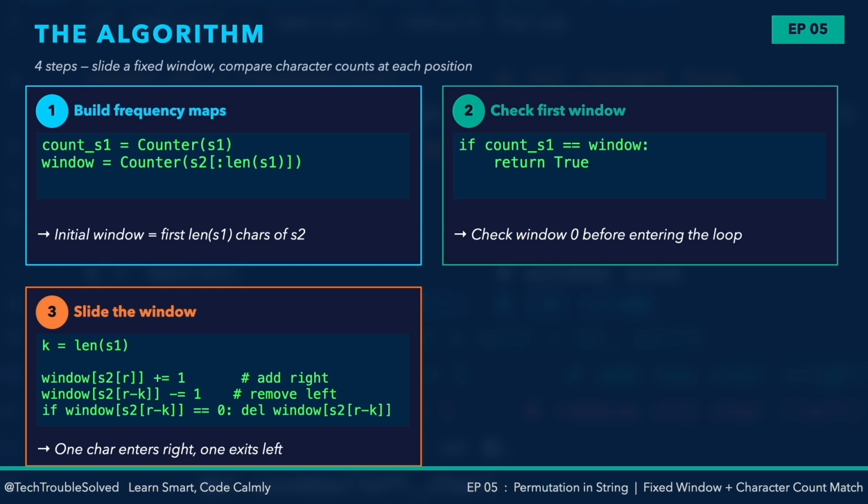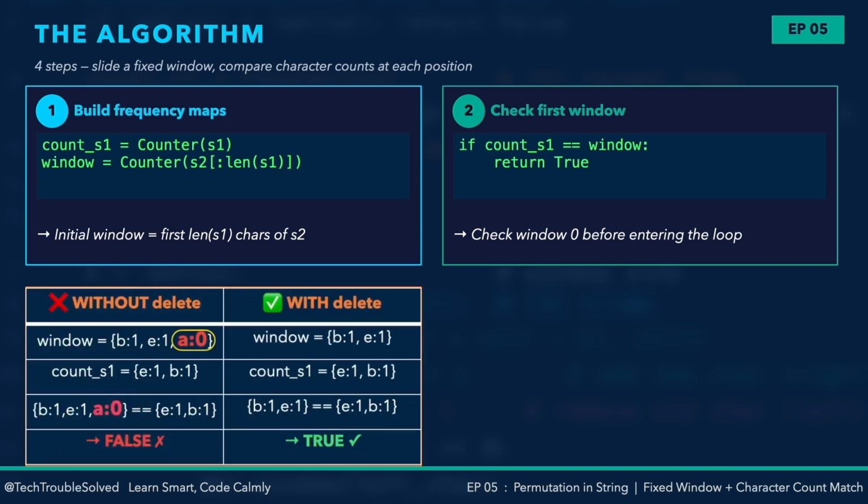Why do we delete the key when the count hits 0? Because if we leave A with 0 count in the counter, it won't equal a counter that does not have A at all. Because in Python, A with 0 count and an empty map are completely different. If we don't clean up 0 counts, our comparison will fail even when it should succeed. So this delete line is not optional, it's critical.